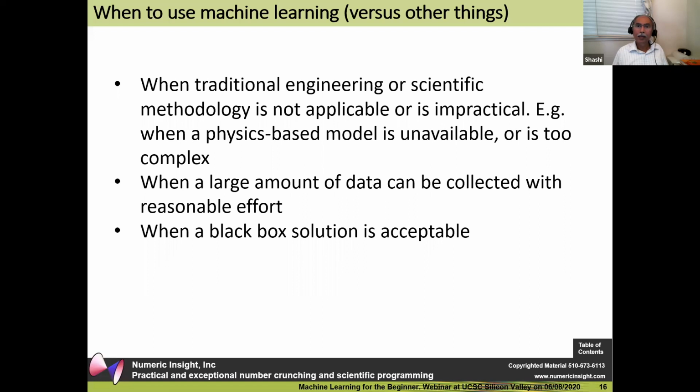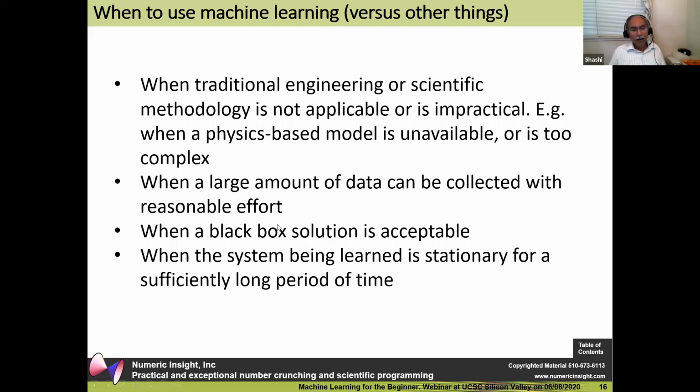It's a black box and there are no guarantees about when it may not work, when it may provide misleading results. And the reason is because you cannot really explain how it works. So that's an example of a situation where a black box solution is not acceptable.